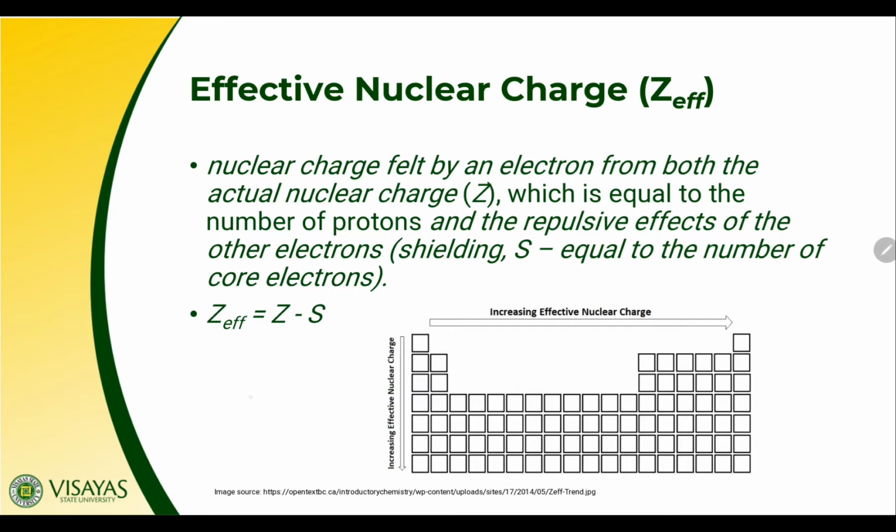So, in the atom, we have our nucleus in the center. In the nucleus, we have our protons, which are positively charged, and our neutrons, which are neutral, or they don't have charges. Surrounding that nucleus are electrons, and electrons are negatively charged.